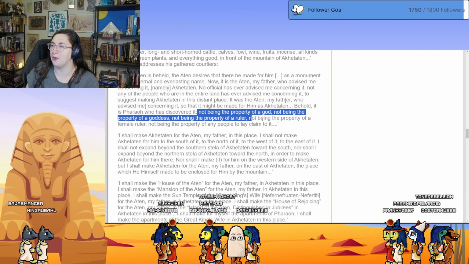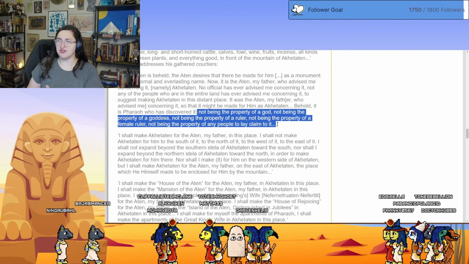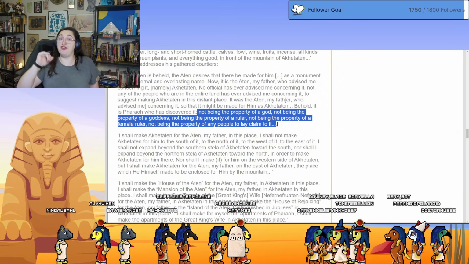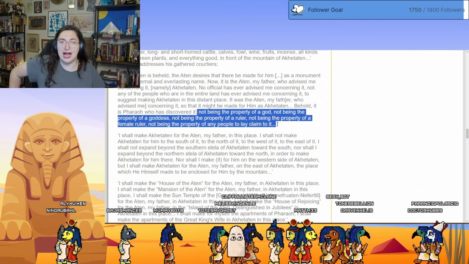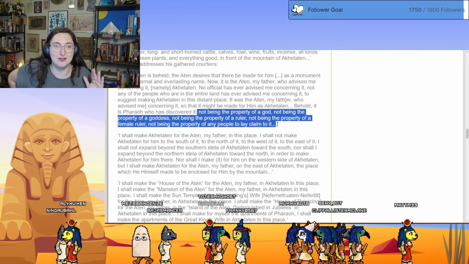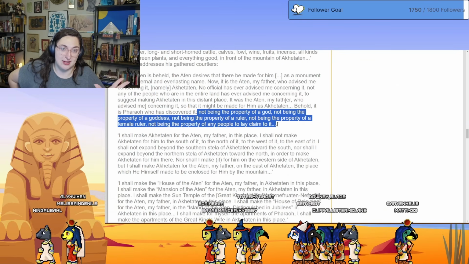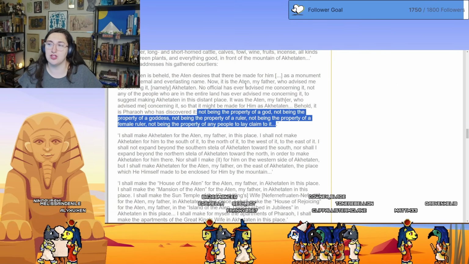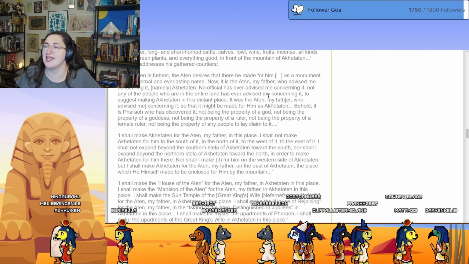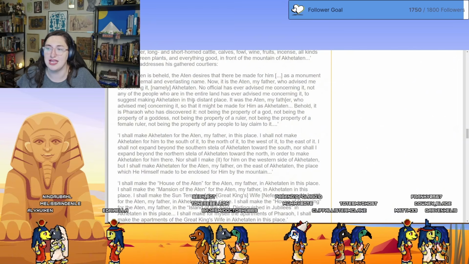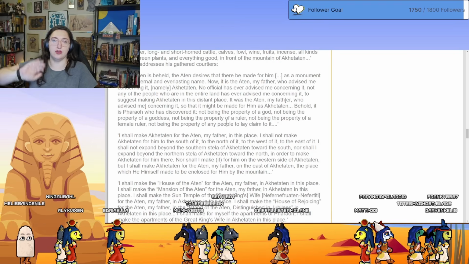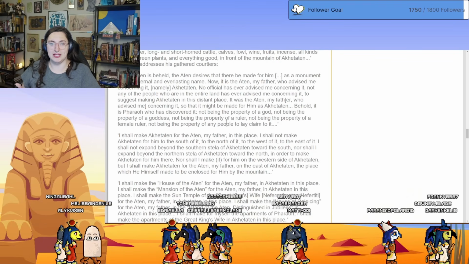I love this part where it's like, not being the property of a god, not being the property of a goddess, not being the property of a ruler, not being the property of a female ruler. He is just throwing out all of these potential disses at people who have wronged him. No one has ever advised me concerning it. Not any of the people who are in the entire land have ever advised me to suggest making Akhenaten in this distant place. It was the Aten. It was the Aten who has done this to me, who has told me this, and I must do it.